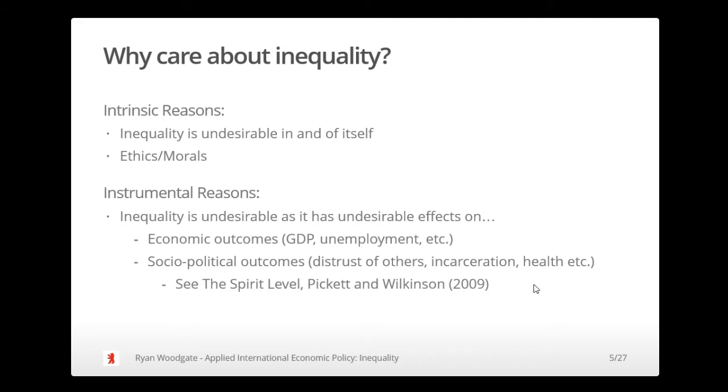So we can look at those social political outcomes as well as those economic outcomes and say, well, therefore inequality surely must be kept below some level at least. Maybe not to eliminate it completely, but at least keep it in check.